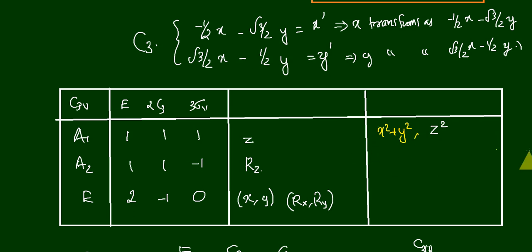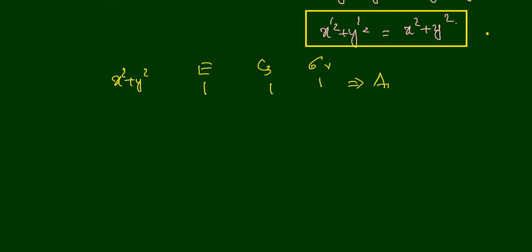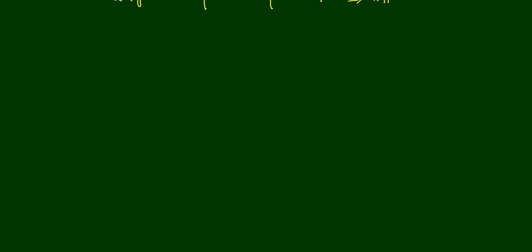Now we have to go for the next linear combination, that is x square minus y square. So let me go for x square minus y square. What happens to x square minus y square?